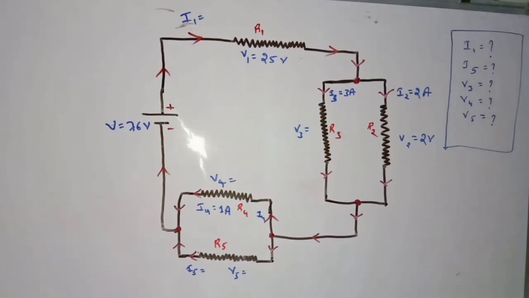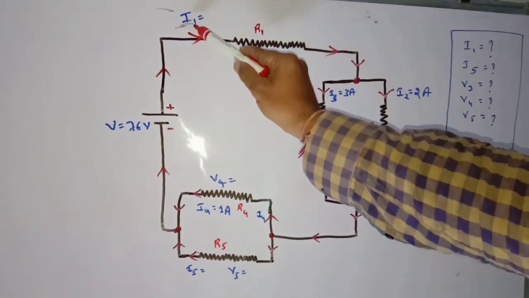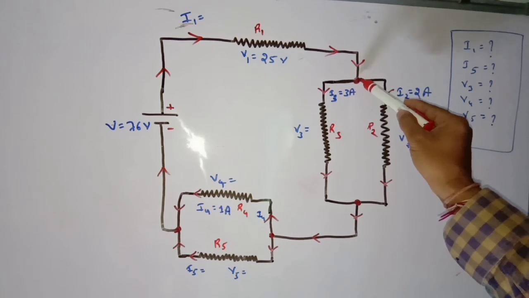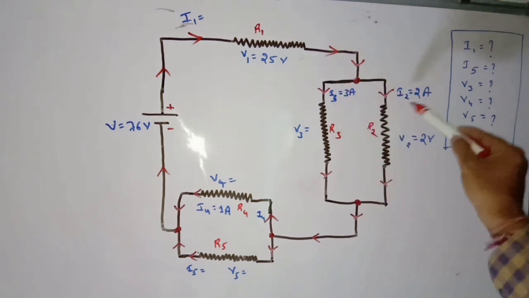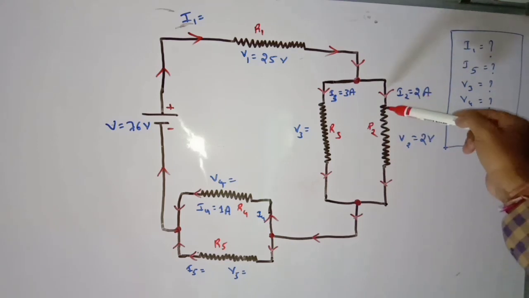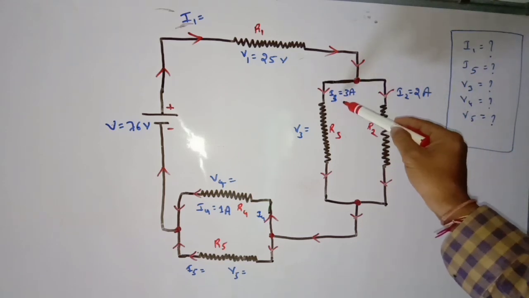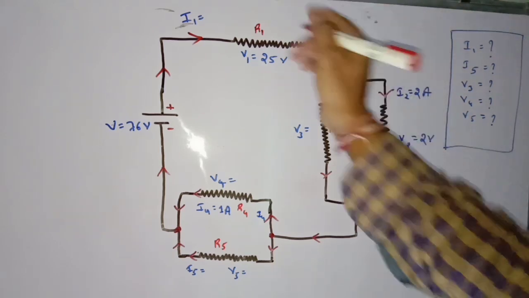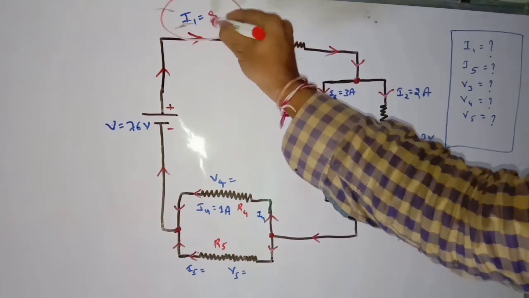This is an electrical circuit, and now we should find out I1, I5, V3, V4 and V5 values in the circuit. To find all these, you can analyze the circuit properly here. I1 current is passing through the resistor R1 and that is splitting at this particular junction. I3 current is passing through the resistor R3, I2 current is passing through the resistor R2. I2 is 2 amperes passing through R2, and I3 is 3 amperes passing through R3. The sum of these two must be equal to I1. So I1 is equal to 5 amperes.